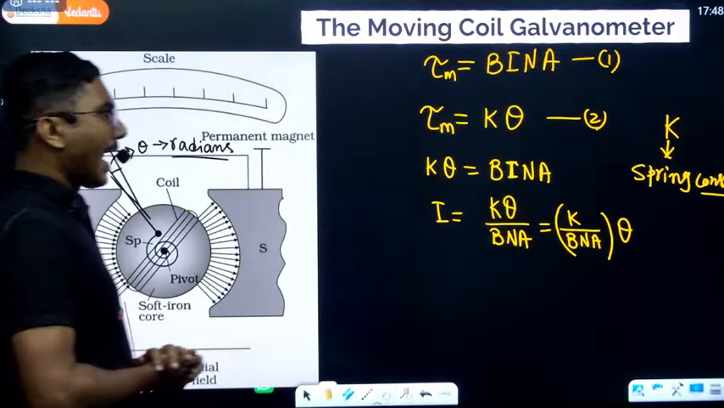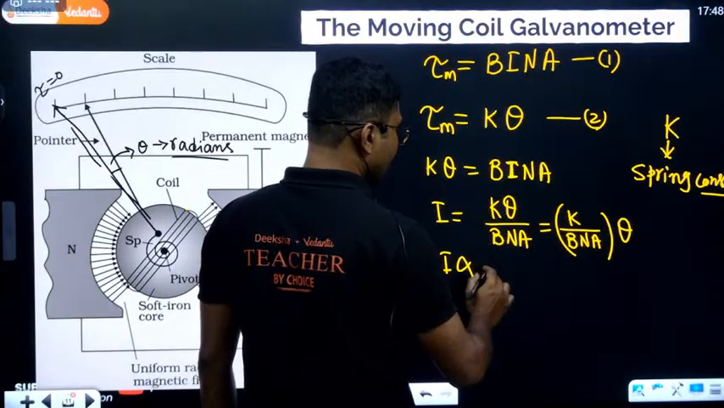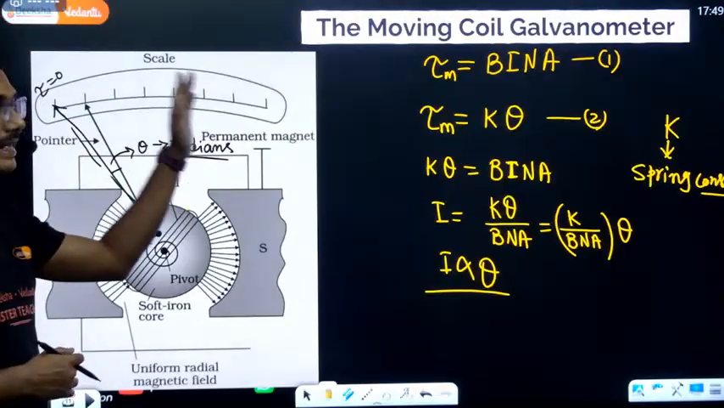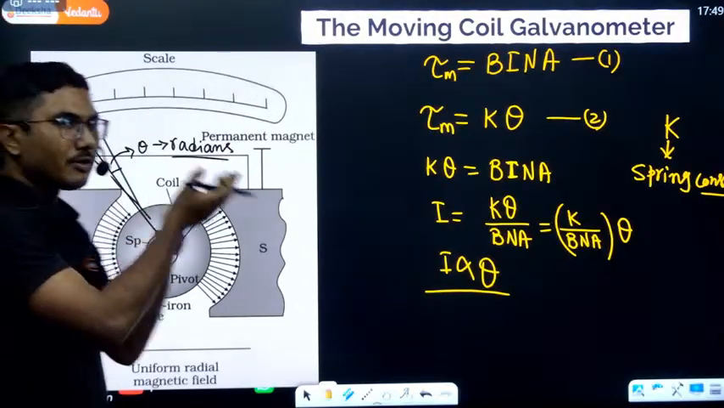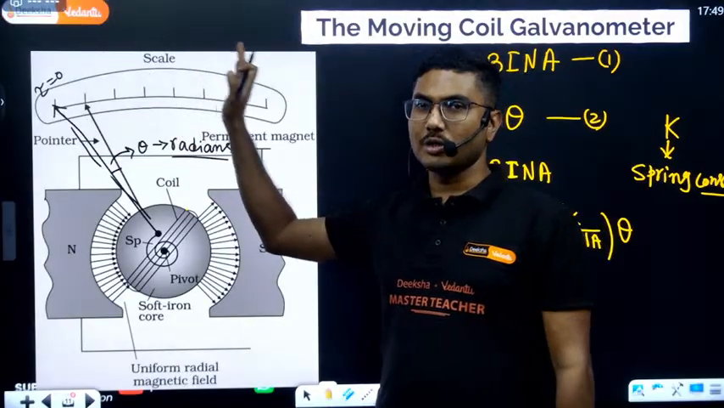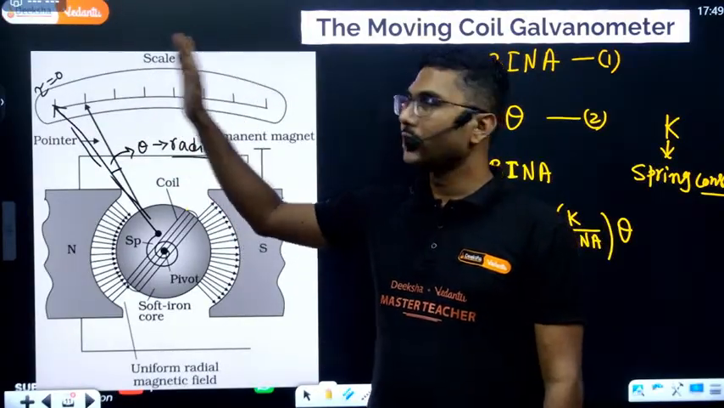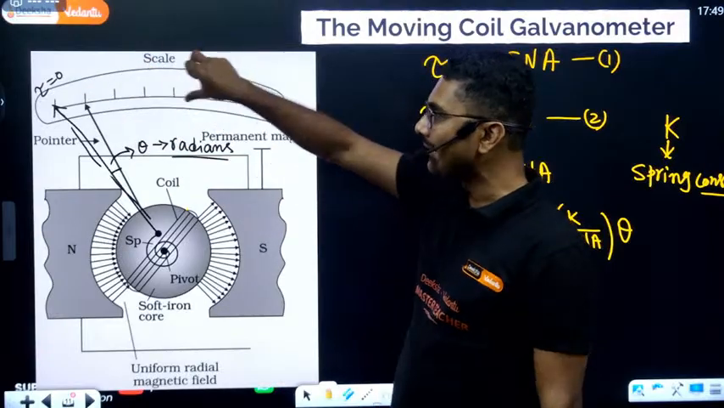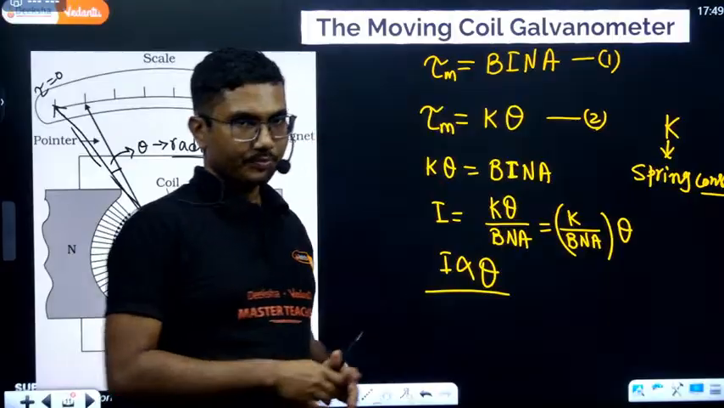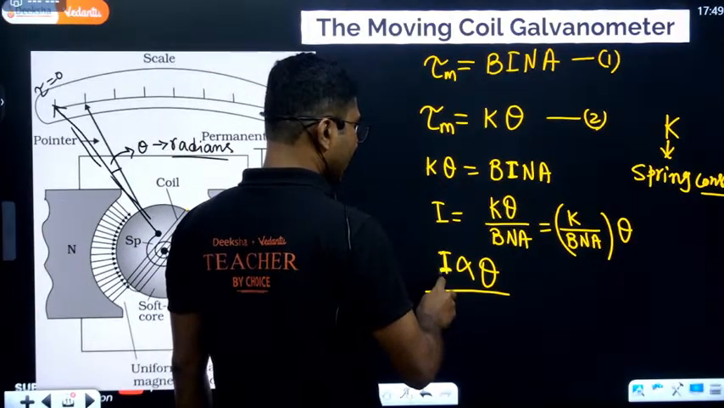From here we can say that the current passing through the galvanometer is directly proportional to the angle. So if you can somehow scale that, zero current means obviously 0, and it is directly proportional to theta. Higher the angle theta, more current it is passing through it. If we have a proper scaling mechanism, we can measure the current that is flowing in the circuit.